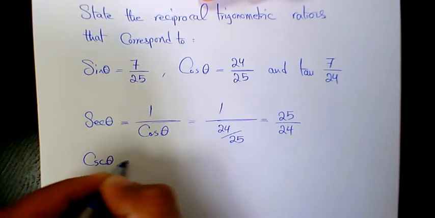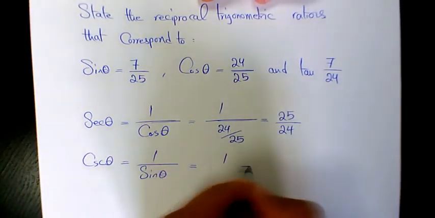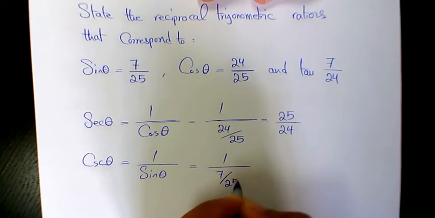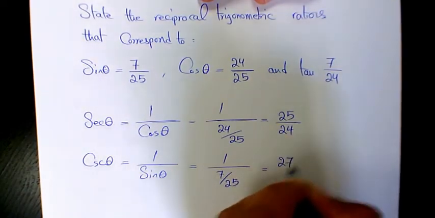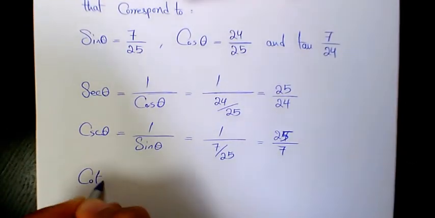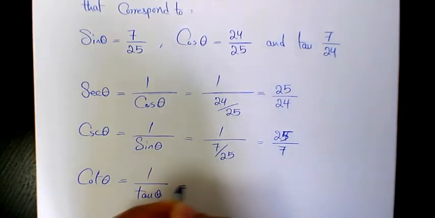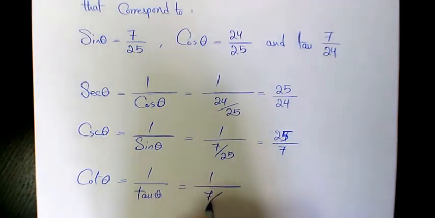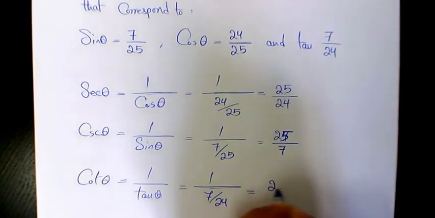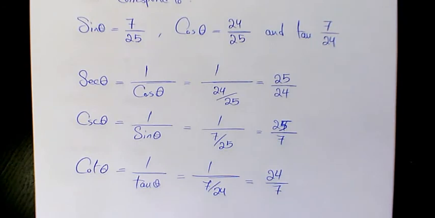Cosecant theta is the inverse of sine. So it's going to be 1 over 7 over 25, or 25 over 7. Cotan theta is going to be 1 over tan theta, which is going to be 1 over 7 over 24, or 24 over 7.